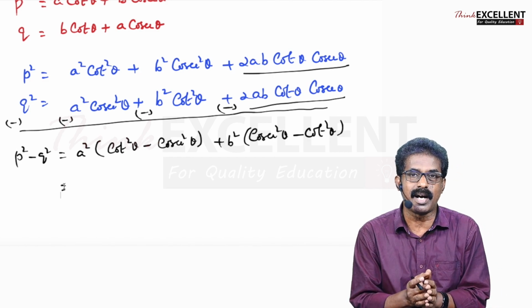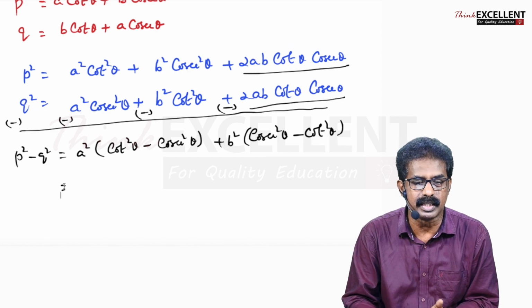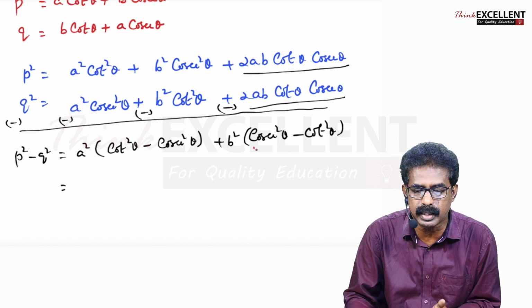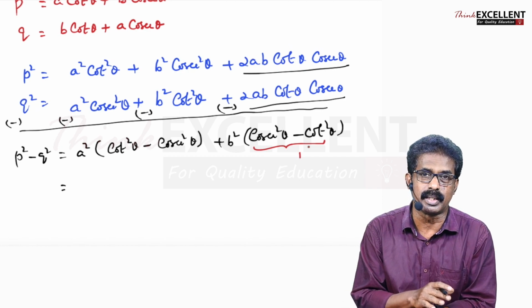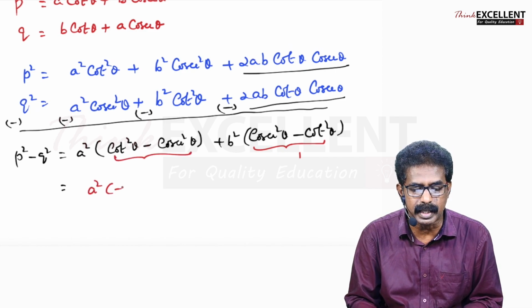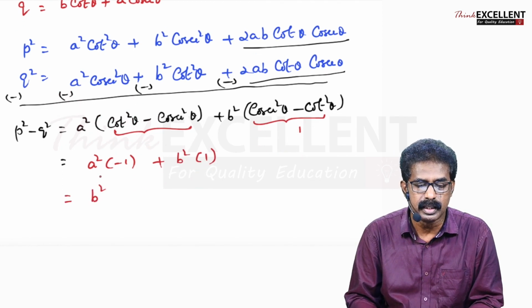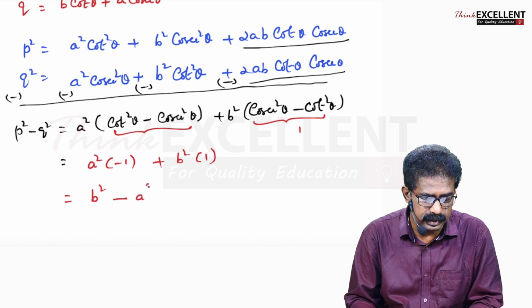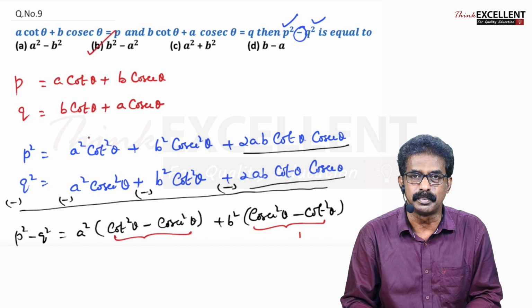What is the identity in cot and cosecant? Cosecant square theta minus cot square theta is 1. If you reverse it, cot square theta minus cosecant square theta, then your answer is minus 1. So A square into minus 1 plus B square into 1. Write the positive value first. B square into 1, B square. A square into minus 1 is minus A square. So the answer is B square minus A square, option number 2.